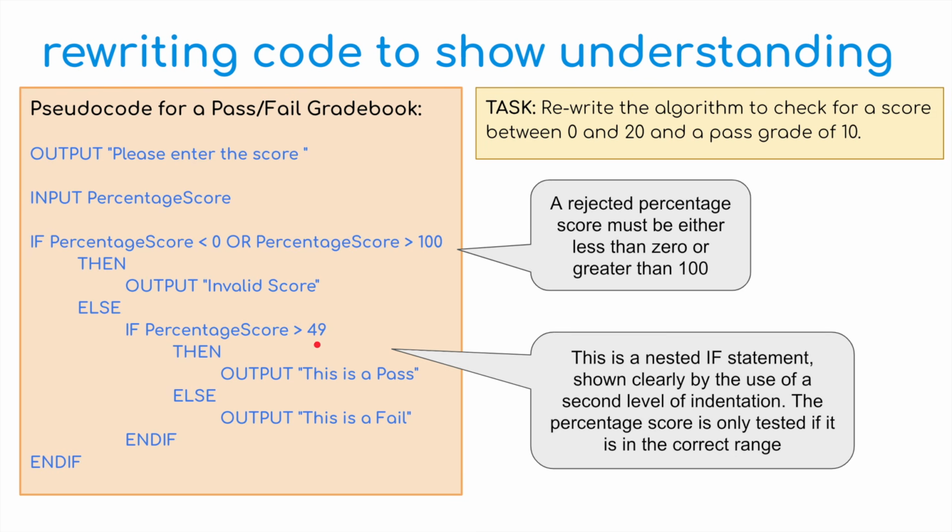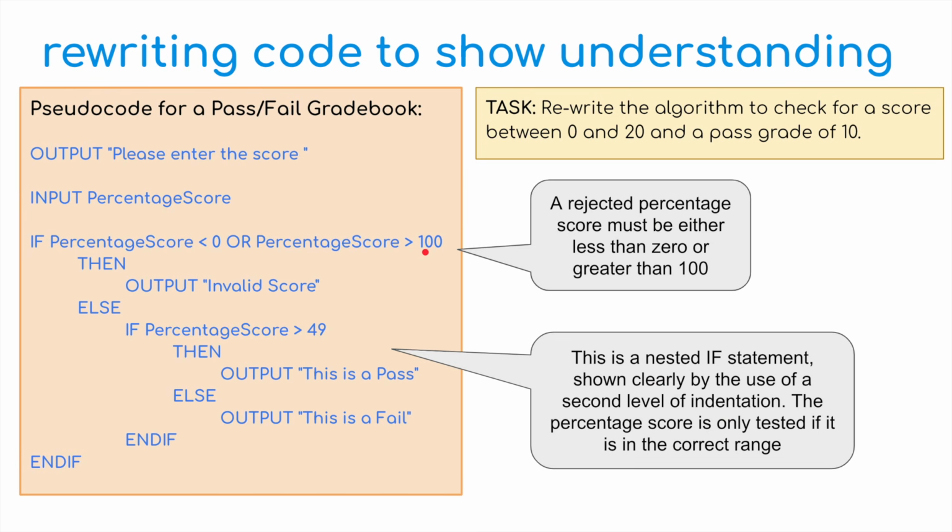Else, if this score is greater than 49, then output this is a pass. Otherwise, or else, output this is a fail. End if and end this if. Okay, these are known as nested ifs. We've got an if inside an if statement.